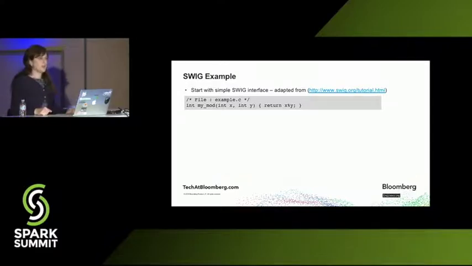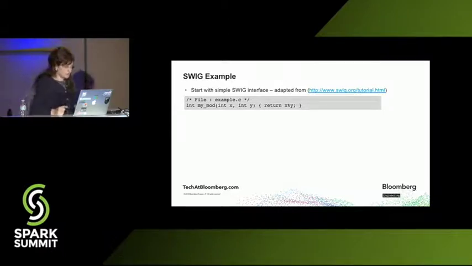So with that, we're going to take a small toy example to show how this would work. We're going to start with this example that was on the SWIG tutorial. Let's say you wanted to write your own function that will calculate a mod. Obviously, you're not going to do that, but you can imagine other functions that you would need to use. So let's say you had your C code, the one that you wanted to run, was here.